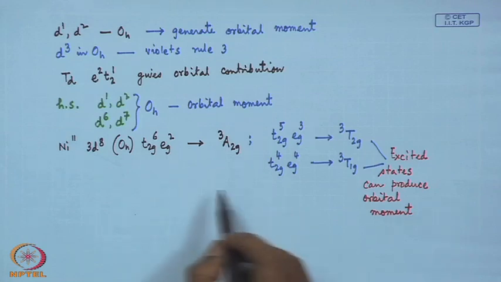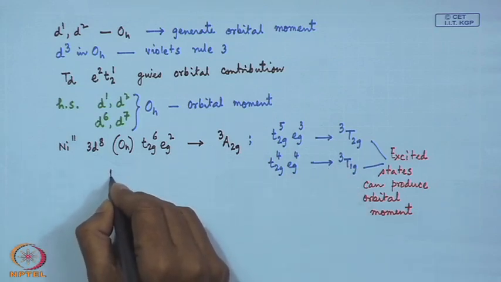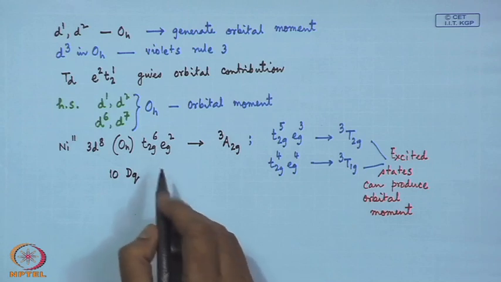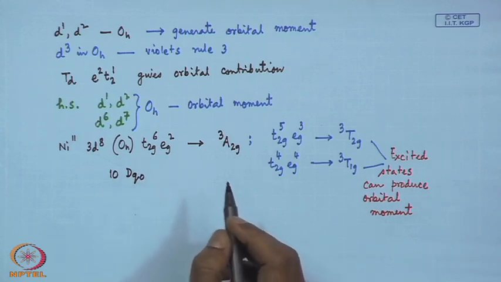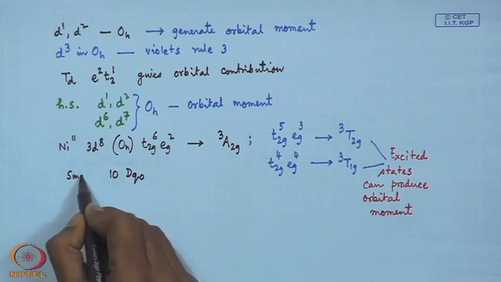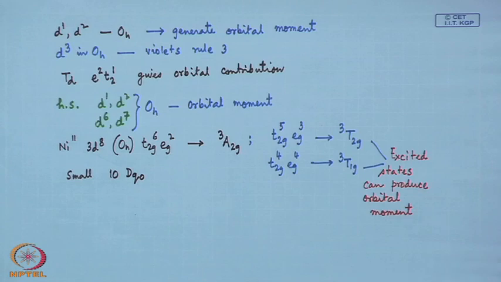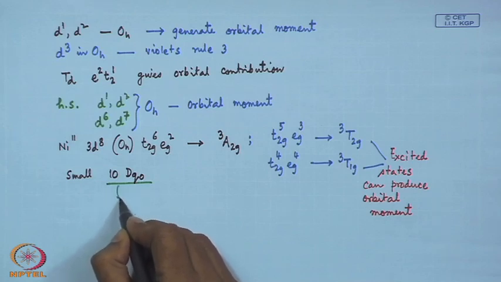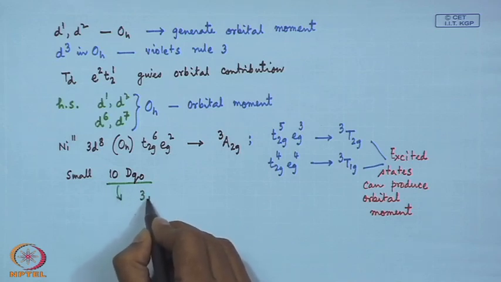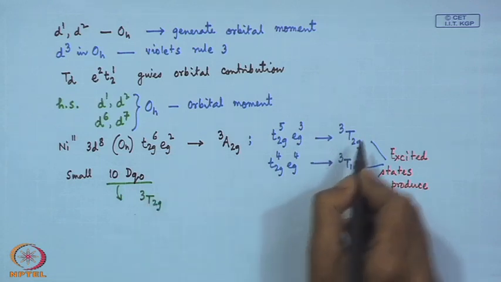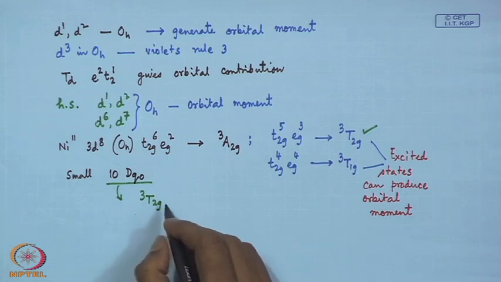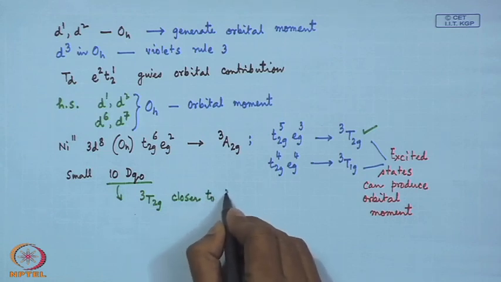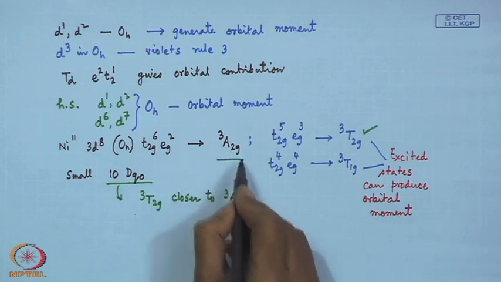If we consider these two levels, we all know that these are related to the crystal field splitting parameter, the 10 Dq value. If it is in octahedral geometry, it is the 10 Dq(O) value. So, if we have a small value of this 10 Dq(O), then the excited level, that means the first one, the 3T2g level, would be closer to the 3A2g level, that means the ground state level.